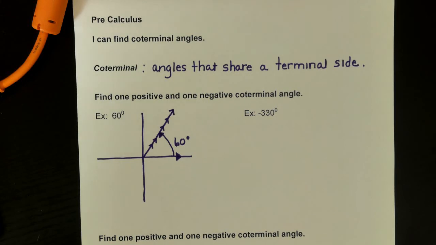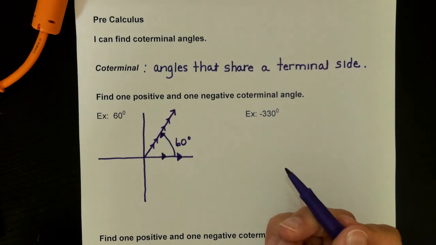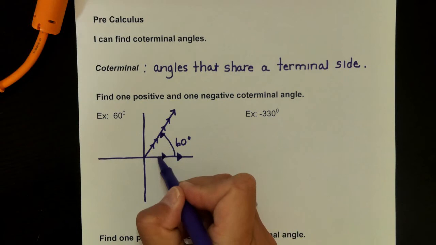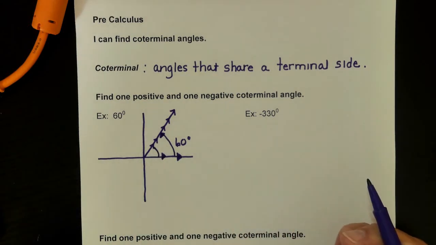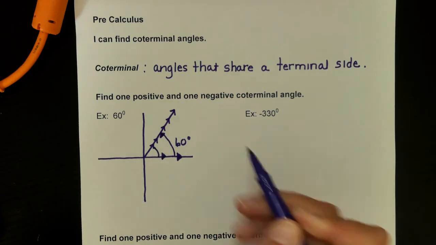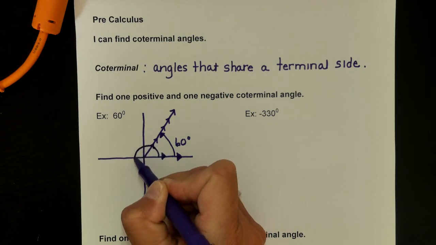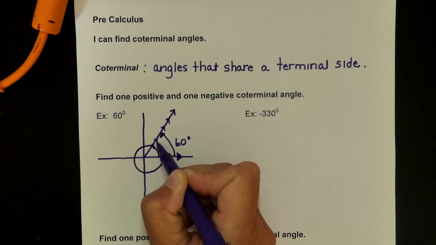So I'm going to start by trying to find a positive coterminal angle. Remember, you have to always start at your positive x-axis. If I'm thinking positive, that means I need to go up. So I'm just going to start and go up. Well, I've hit that side, but remember, we already have that angle. That is 60 degrees. So I have to keep going till I come back to it. So I'm going to keep going, and now I'm there again.